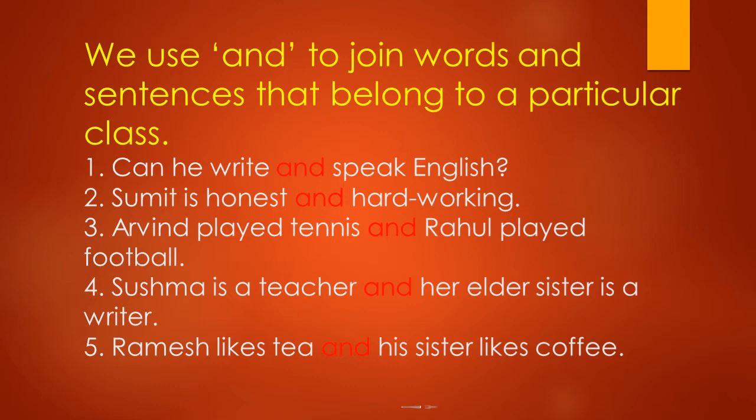Sentence number 4, Shushma is a teacher and her elder sister is a writer. Here we are talking about the profession of Shushma and her elder sister. Sentence number 5. Ramesh likes tea and his sister likes coffee. So here also we are talking about the same idea, that means tea and coffee are the preferences.